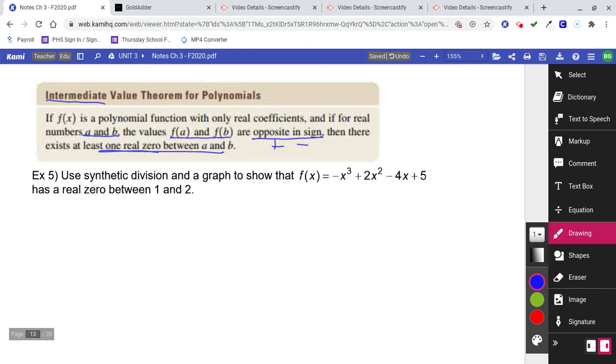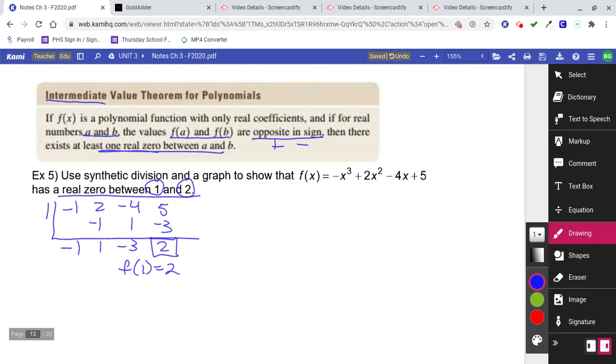Use synthetic division and a graph to show that this polynomial has a real zero between 1 and 2. So we're going to do synthetic division on these two numbers. Synthetic division with a 1. Add down and multiply, add down and multiply, add down and multiply, add down. What that means right there is f of 1 equals 2. When I plug in 1, I get 2.